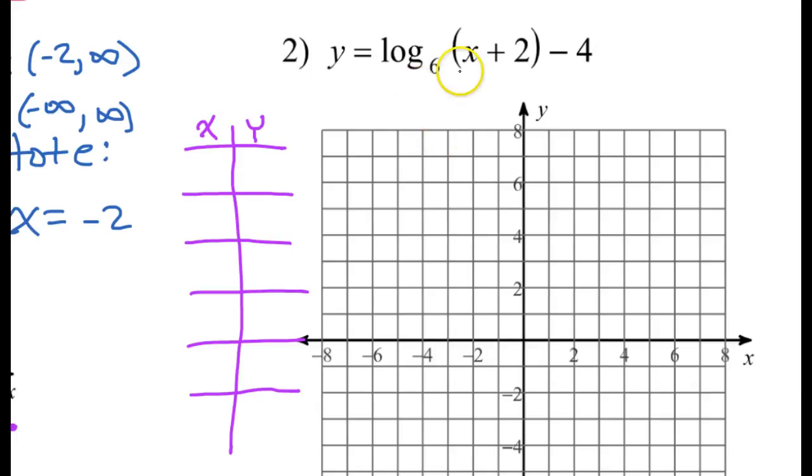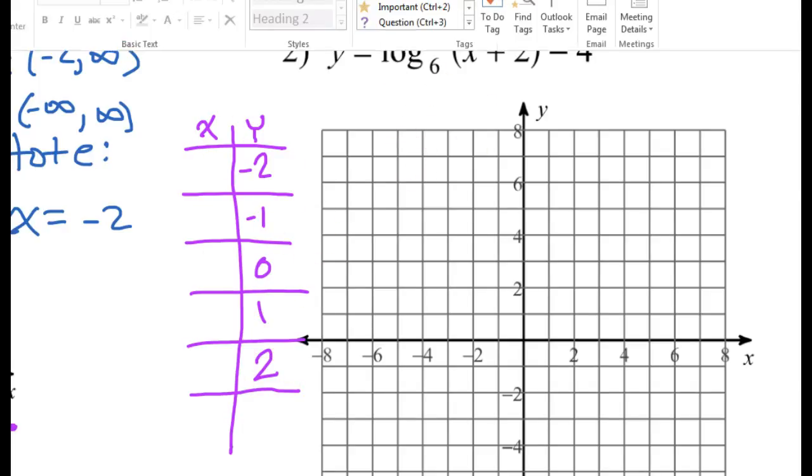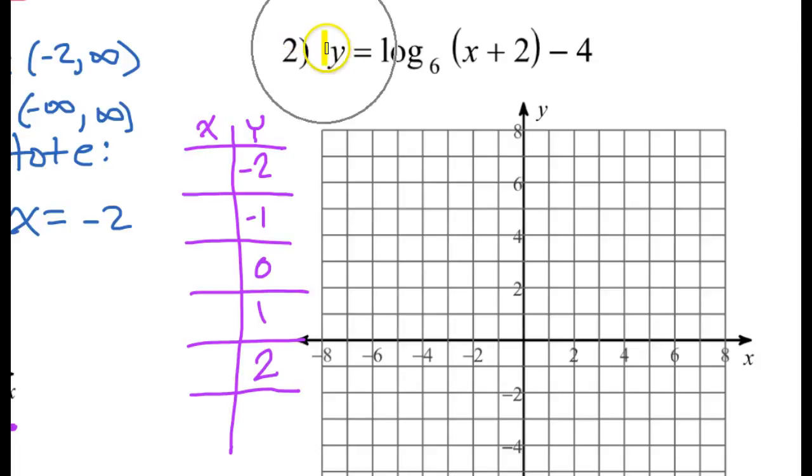Let's do the same thing for problem number 2. Again, for logarithmic functions, I like to start with the y values, and I will do -2, -1, 0, 1, and 2 are good to use. So I need the x values. To find the x values, keep in mind, right now I'm only graphing the parent function. I'm ignoring the +2 and the -4.